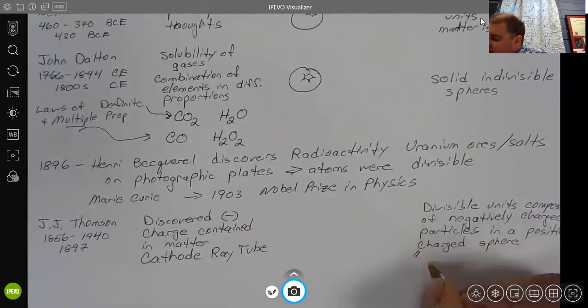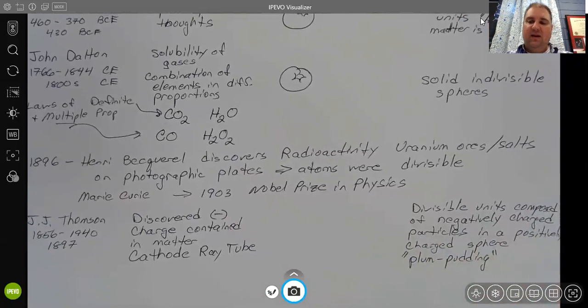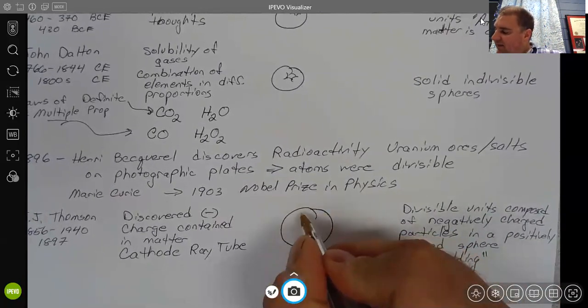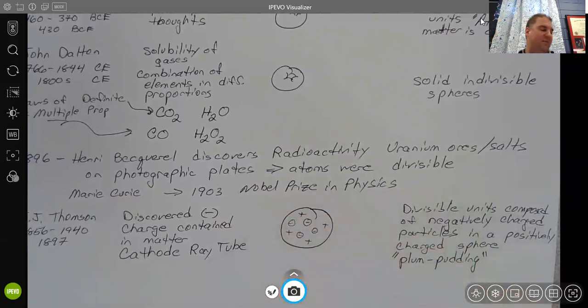This is also where the term plum pudding comes from. You know, scientists sometimes are not the nicest people, and Thomson's colleagues were trying to put down his model and basically call it a bunch of BS. And instead of calling it BS, they said that it was a bunch of plum pudding. And so his model is of a positive sphere with tiny little negative charges embedded within that positive sphere. And the negative charges could be pulled out of that sphere, of the atom.